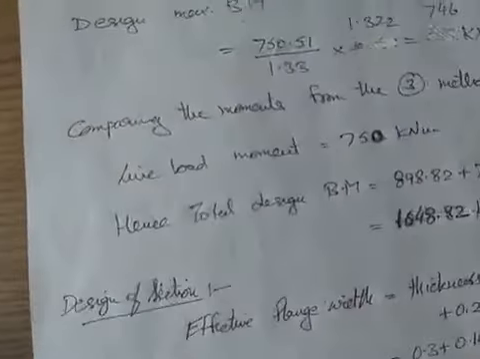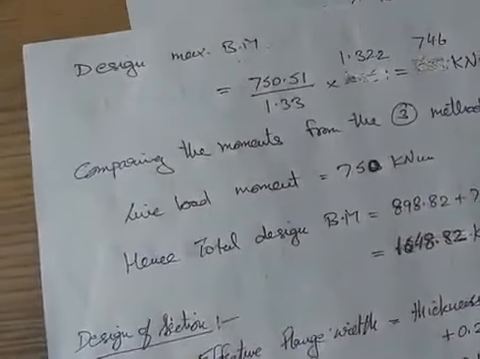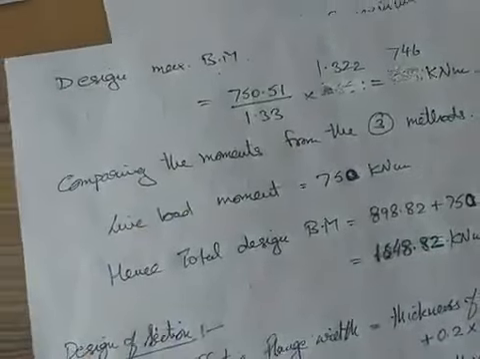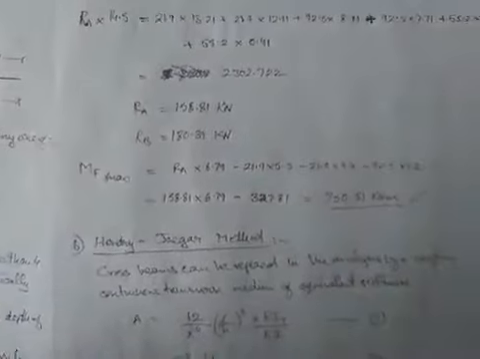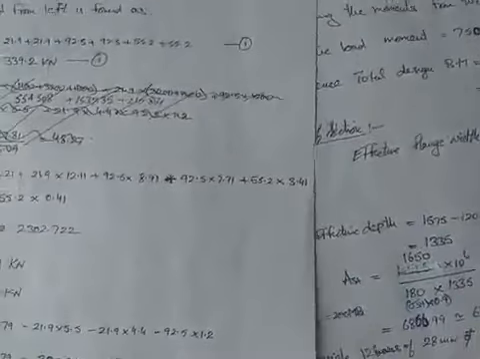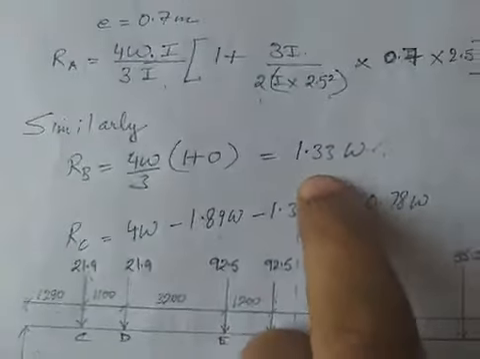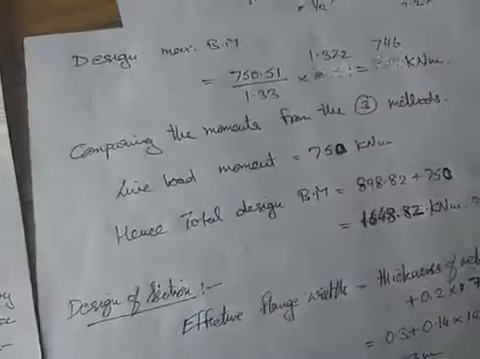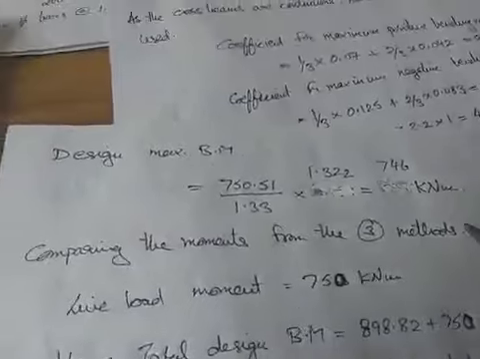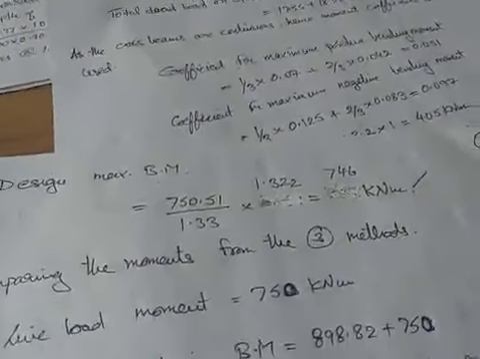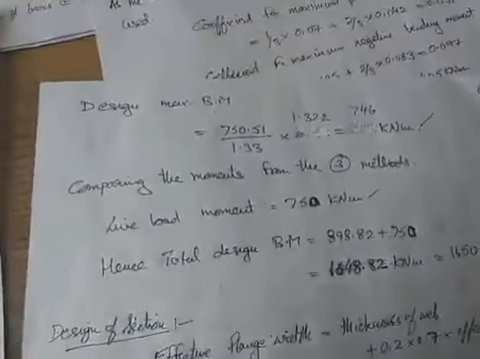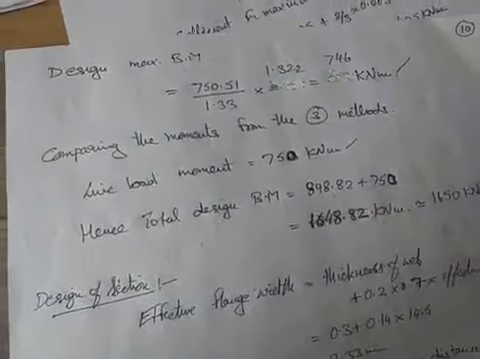Then my design bending moment, which I had calculated in the Courbon's method, I got as 750.51. So you can see over here, from Courbon's method, the moment came out to be 750.51. This was corresponding to a value of 1.33, the reaction at the central girder. So here I have a reaction at the central girder of 1.322. Correspondingly I am going to find out the design bending moment. I get the design bending moment as 746 kilonewton meters, because the loading is the same. I have taken this moment as comparable and taken it as 750 kilonewton meters, combining this with the dead load moment. So I get my design moment as 1650.